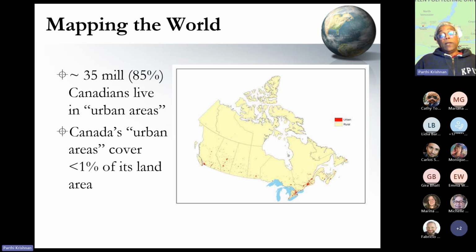So as of the 1st of July 2024, just under 35 million people, or 85% of the Canadian population, live in what we call functional urban areas. However, when you look at the total area occupied by those functional urban areas, it covers less than 1% of Canada's land area. So then this raises an interesting question. How do you define Canada? Is it an urban country or is it a rural country? Especially when the average population density is less than 5 people per square kilometer.